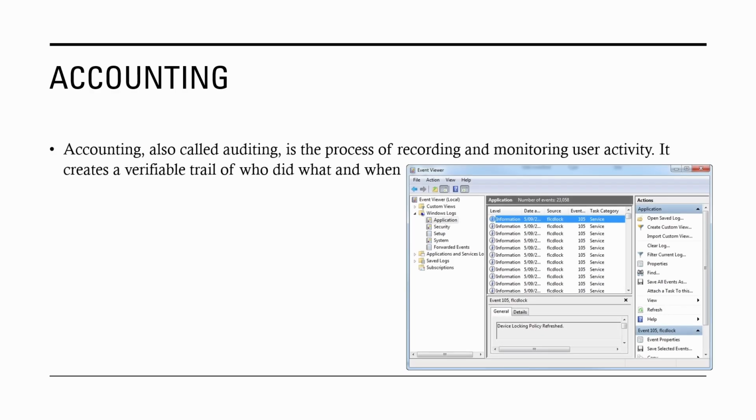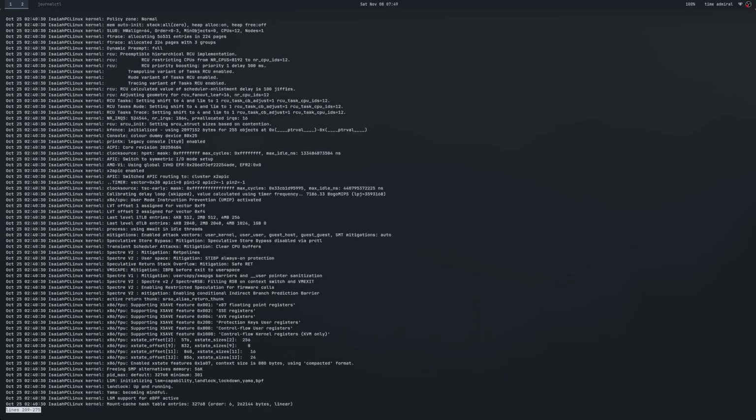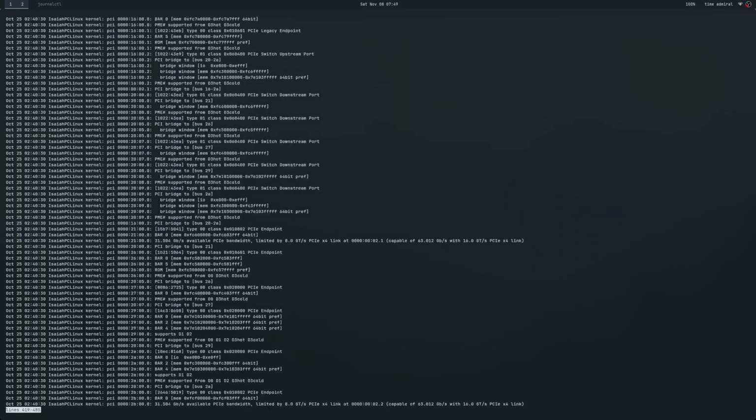Accounting, also known as auditing, is the process of recording and monitoring user activity. It creates a verifiable trail of who did what and when. For example, a system log may record every file accessed or edited by a user. Accounting not only supports compliance and internal investigations, but also provides the foundation for non-repudiation, because recorded actions can be proven and verified.